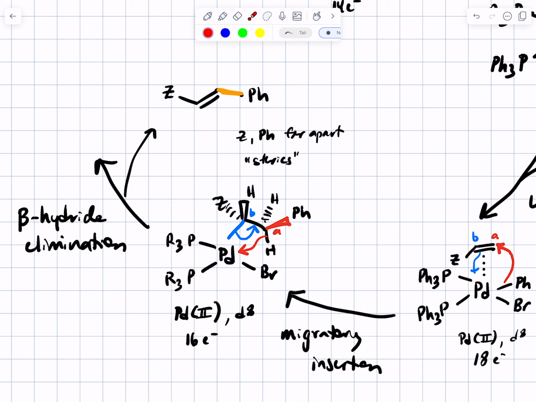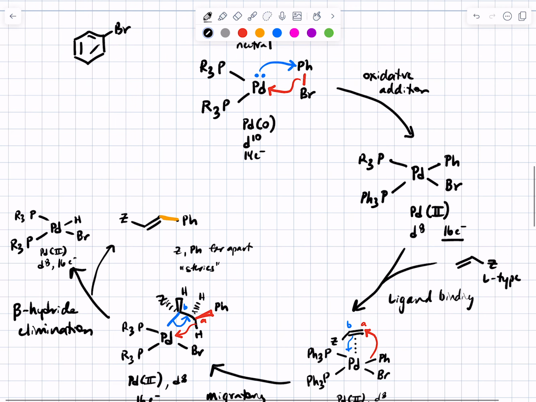Okay? What we've still got attached to the metal, though, is not our starting complex. What you've got is hydrogen and bromine, both attached to the palladium complex. Again, still palladium 2, 2 X-type ligands, 2 L-type ligands, a D8 complex, still 16 electrons total. In order to get to the final product, we need to do a reductive elimination step.